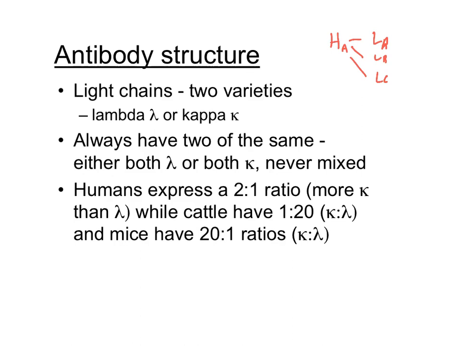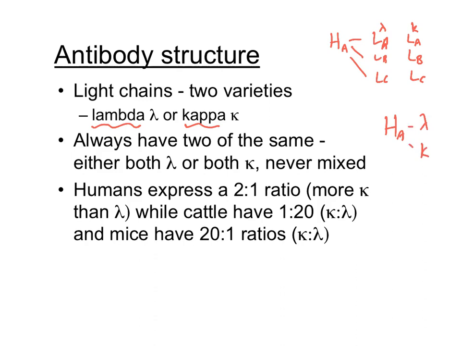On top of that, there are two varieties of light chain. We call them lambda and kappa. So you might have lambda and kappa, light chain A, B, and C. So not only are you getting combinational diversity by combining different light chains with heavy chains, you can also get combinational diversity by simply linking a heavy chain with any individual lambda or kappa.